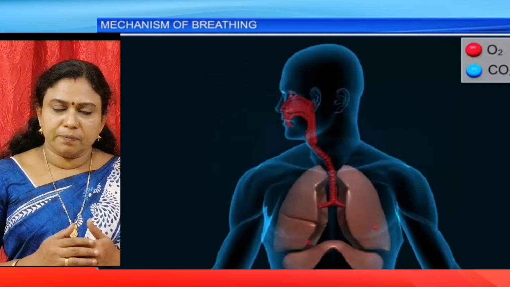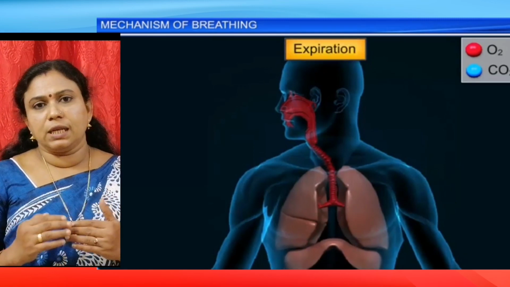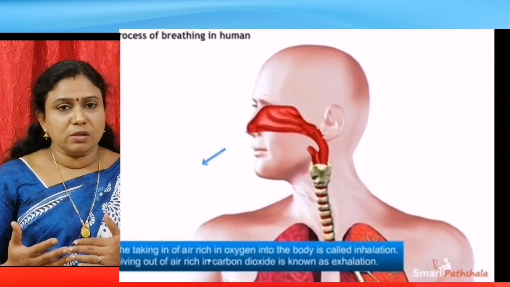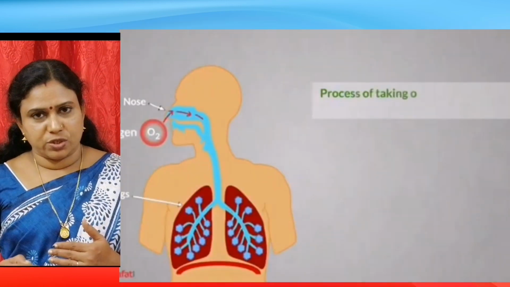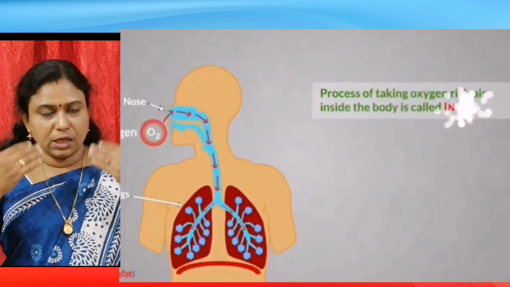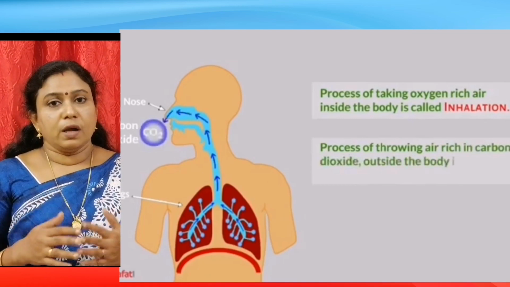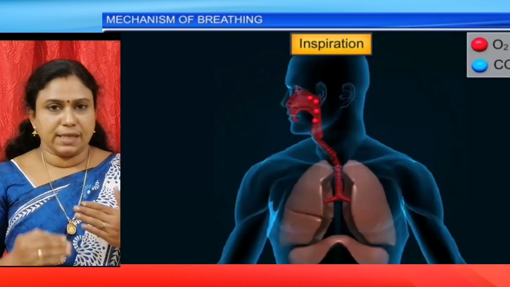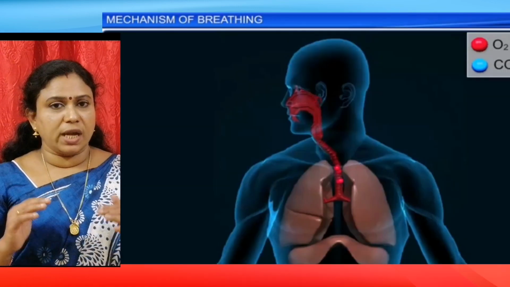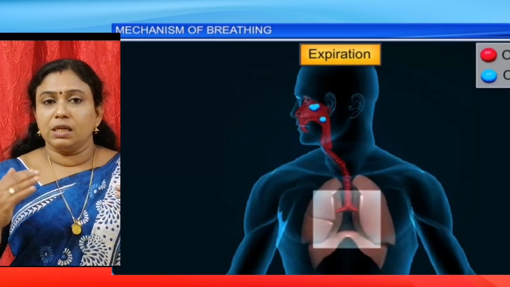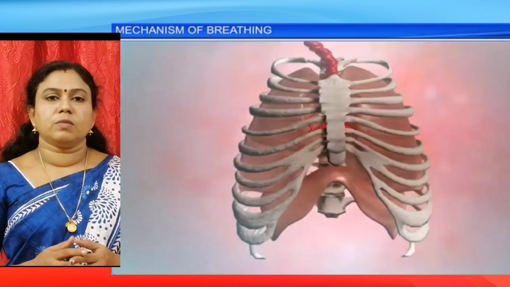So in breathing, there occur two physical processes. One is inhalation and the other one is exhalation. Inhalation means taking in air and exhalation means releasing out air. Now, how do this inhalation and exhalation occur? What all changes take place in our thoracic cavity during this inhalation and exhalation?